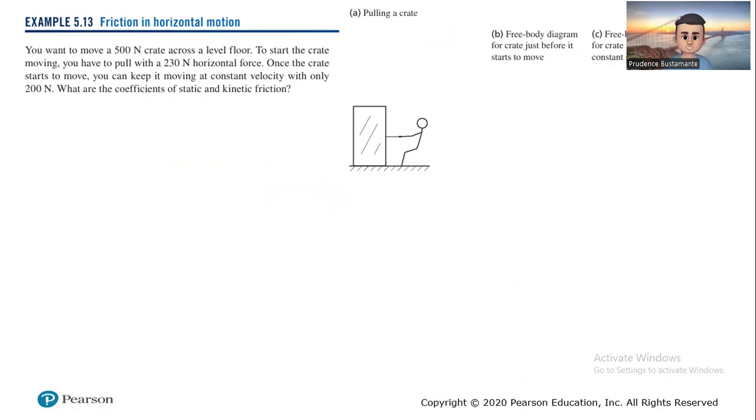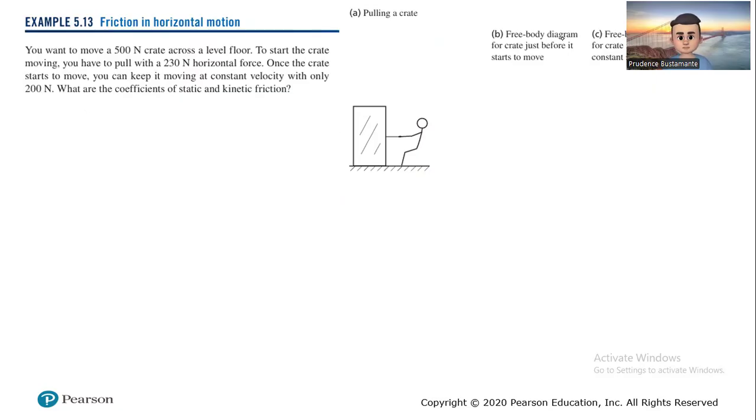Suppose you want to move a 500 Newton crate across the level floor. To start the crate moving, you have to pull it with a 200 Newton horizontal force. Once it starts to move, you keep it moving at a constant velocity with only 200 Newton. So you can see here that for the crate to move, you need to exert a stronger force compared to maintaining it at a constant velocity. Okay, what are the coefficients of static and kinetic friction then?